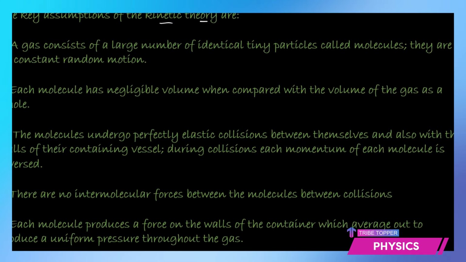That a gas consists of a large number of identical tiny particles called molecules, which are in constant random motion. So generally your gas will consist of very tiny particles and a large number of particles, which of course we call molecules, and these molecules are all the time in constant random motion.